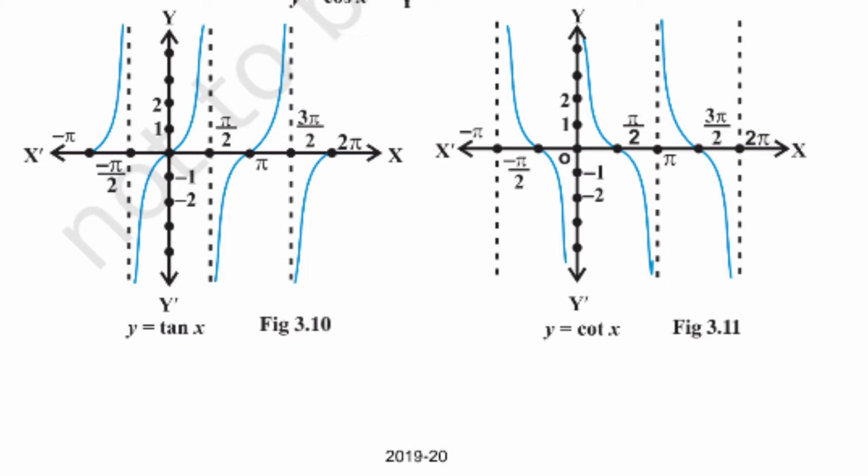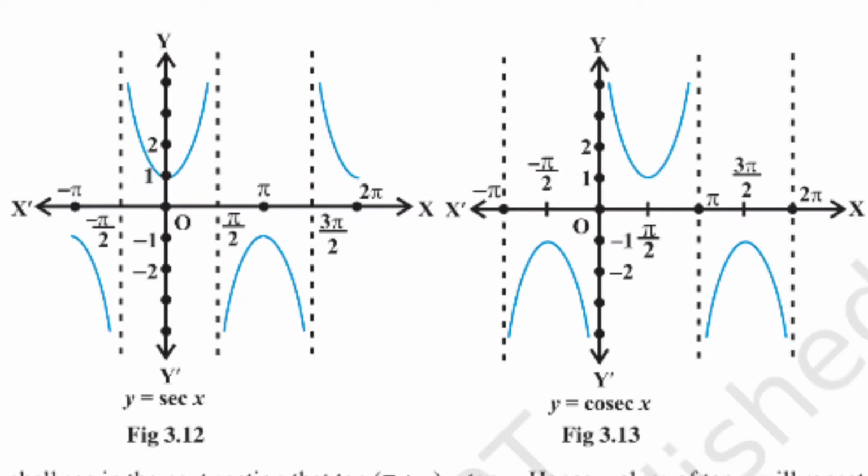Coming to the next figure, that is sec x and cosec x. These are also not continuous graphs, as you can see from the figure. So they will also form different loops in different regions.